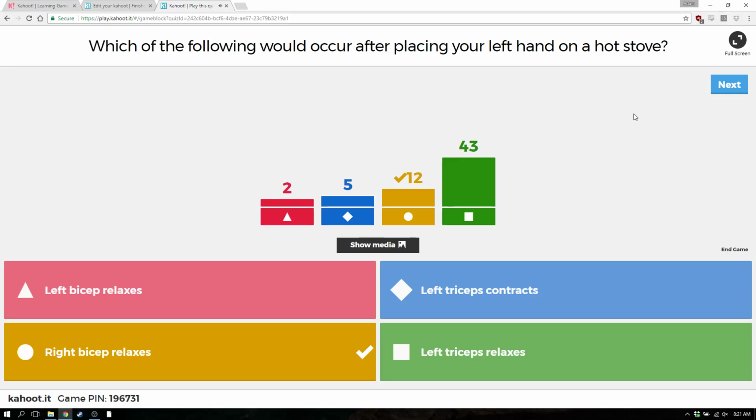Okay, so what is the kind of the reflex? If I put my hand on a hot stove, my left hand, what should happen? I should retract my left hand, and I should do what with my right arm? You typically extend out, right? So that's kind of that reflex.